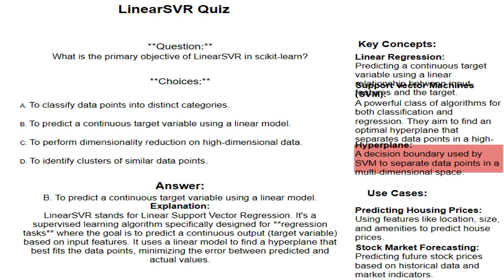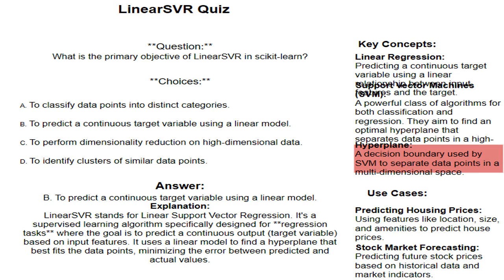Hyperplane: a decision boundary in a multidimensional space used by SVM to separate data points. In a 2D space, it's a line, and in a 3D space, it's a plane. The hyperplane is positioned to optimize the separation of data points belonging to different classes, or to minimize the error between predicted and actual values. It acts as a decision rule to classify new data points based on their location relative to the hyperplane.